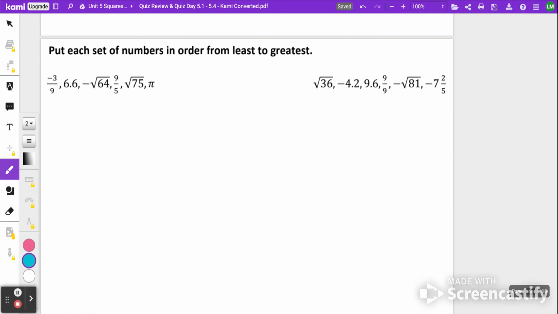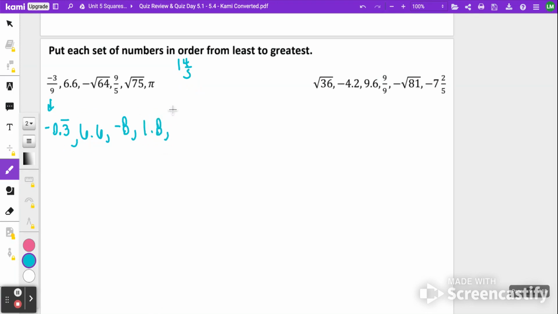Putting each numbers in order from least to greatest again, starting with changing them all to decimals. The negative 3/9, that's going to be negative 1/3, so negative 0.3 repeating. I have 6.6, negative 8. 9/5 is 1 4/5, so that's 1.8.